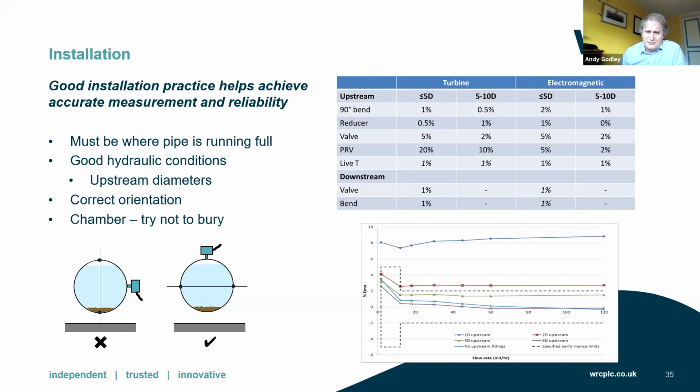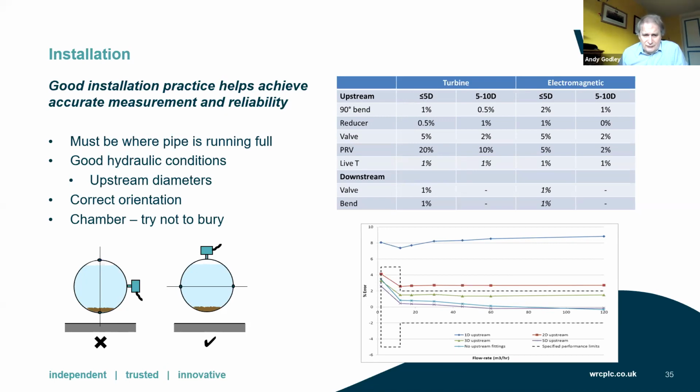But particularly with electromagnetic meters, if the electrode is at a point where there's a void, it's not going to measure properly. And similarly with a turbine meter, if part of the rotor is not submerged, then that changes the hydraulics of the meter and will affect the accuracy.